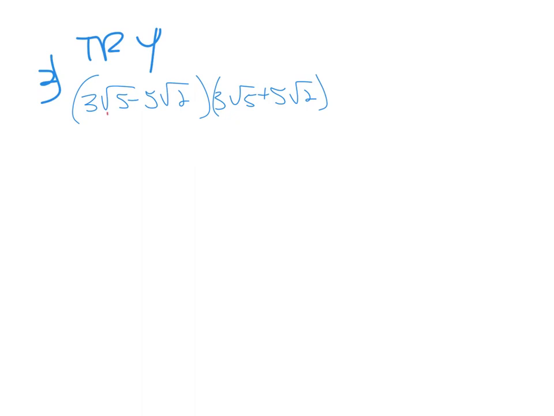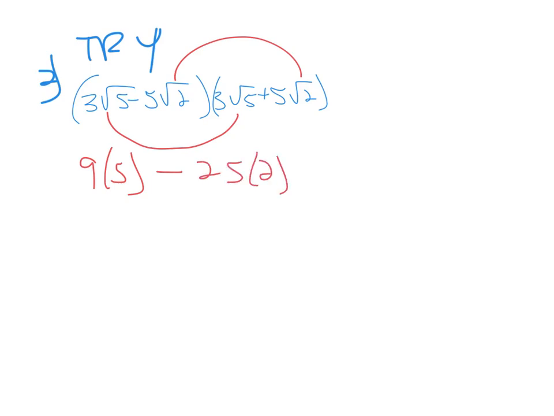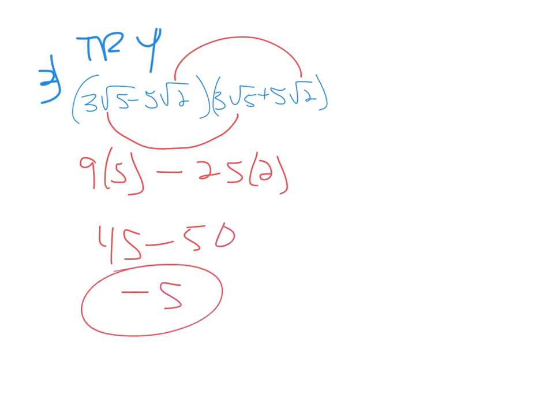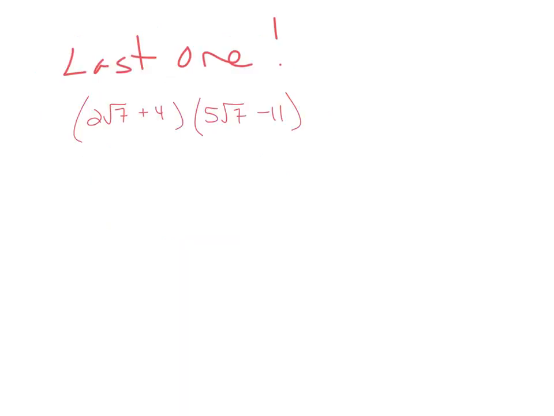I'm going to multiply these. That's going to give me 9 times 5. Multiply those. That'll give me minus 25 times 2. That's going to give me 45 minus 50, which will give me negative 5. So if you got that, you win. Try it. Pause the video, come back, check your answers.